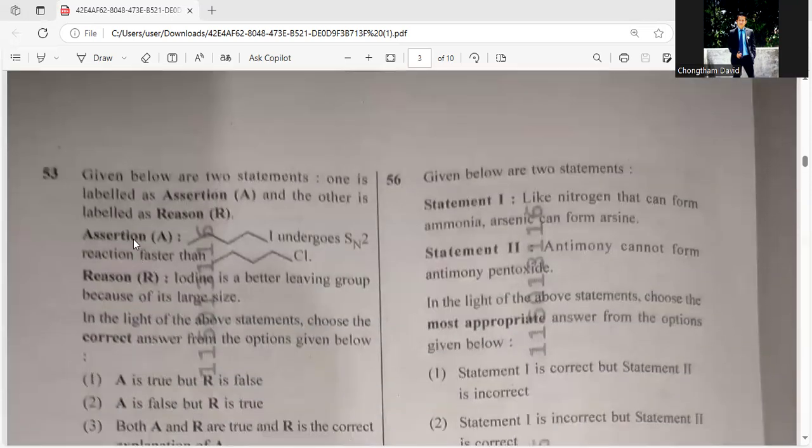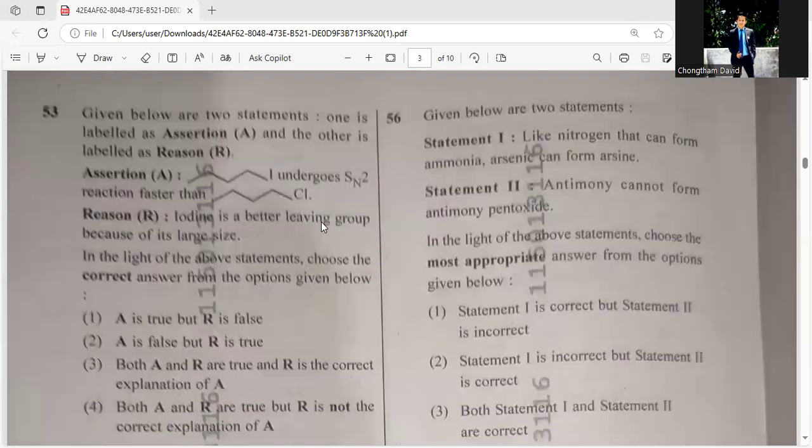Yes, it is also again a reasoning and assertion type. This is based on nucleophilic substitution reaction, SN2, which is bimolecular. Okay, let us read question 53 first.